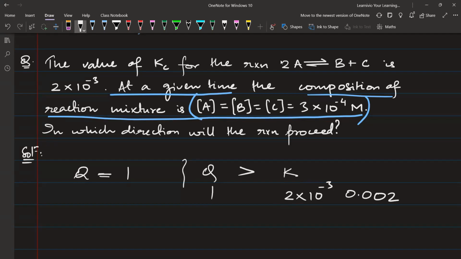If Q is greater, forward or backward? Backward. Very good. Therefore, the reaction will proceed in the backward direction.